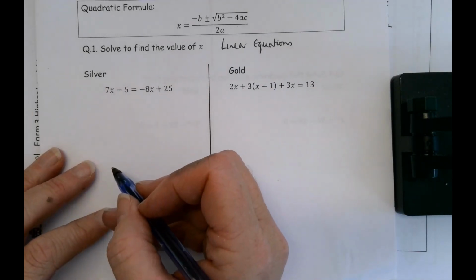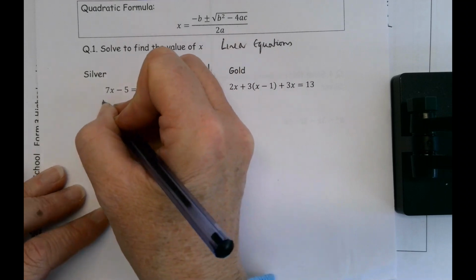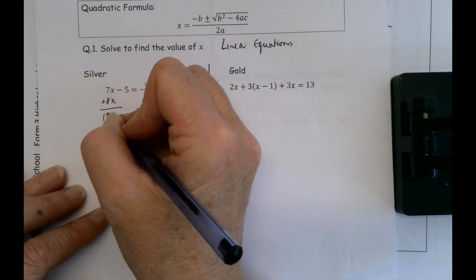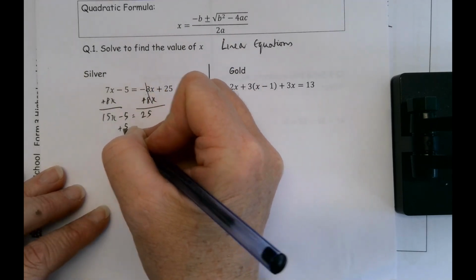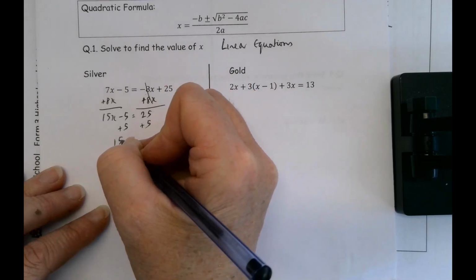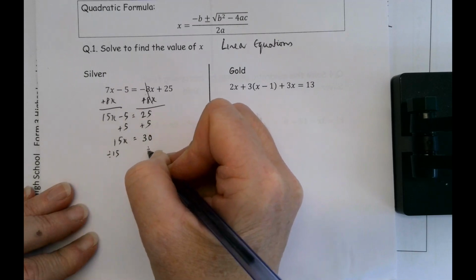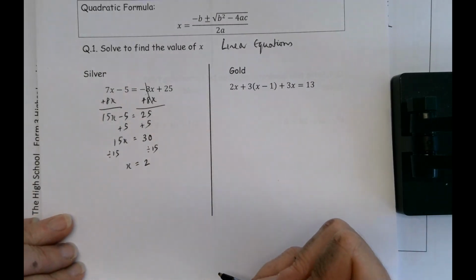X's on one side, numbers on the other. So these x's, they're in the wrong place, they're negative anyway. So I'm going to move them to the positive x's. So that's that gone. That's 15x minus 5 is equal to 25. Add 5 to both sides because I don't want that 5 there. I want it on the other side. So 15x is equal to 30. Well, if 15x is equal to 30, then 1x is equal to 30 divided by 15, which is 2.